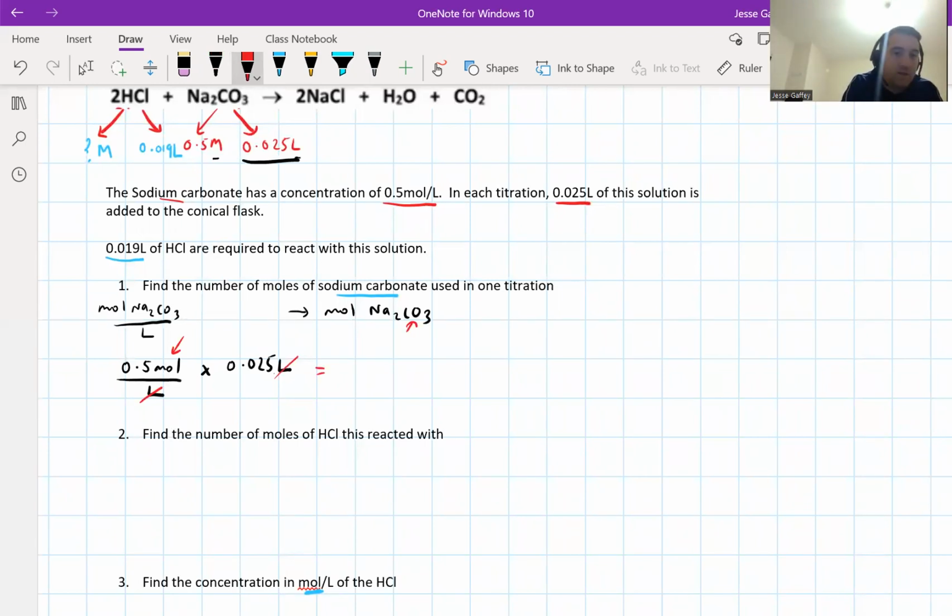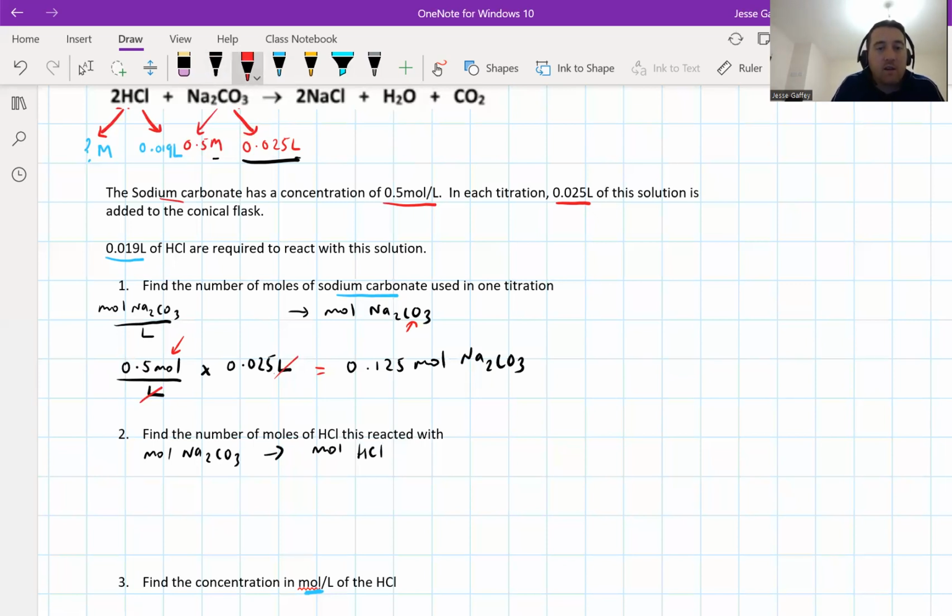So I'm going to go ahead, 0.5 times 0.025. And my answer is 0.125 moles. 0.125 moles, and that, of course, is the Na2CO3. Now it says find the number of moles of HCl this reacted with. This is typically what you have to do during a titration. We know how many moles of Na2CO3 were used in each titration. So we've got moles of Na2CO3, and we want to convert those to moles of HCl.